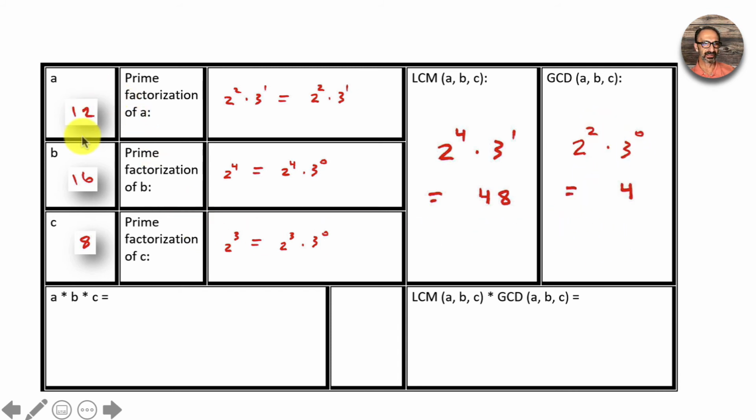Let's multiply these numbers. I have 1536. Let's multiply 48 times 4 and put it right there. 192. They're not the same. So the question is, when they're going to be the same? We're going to find out.